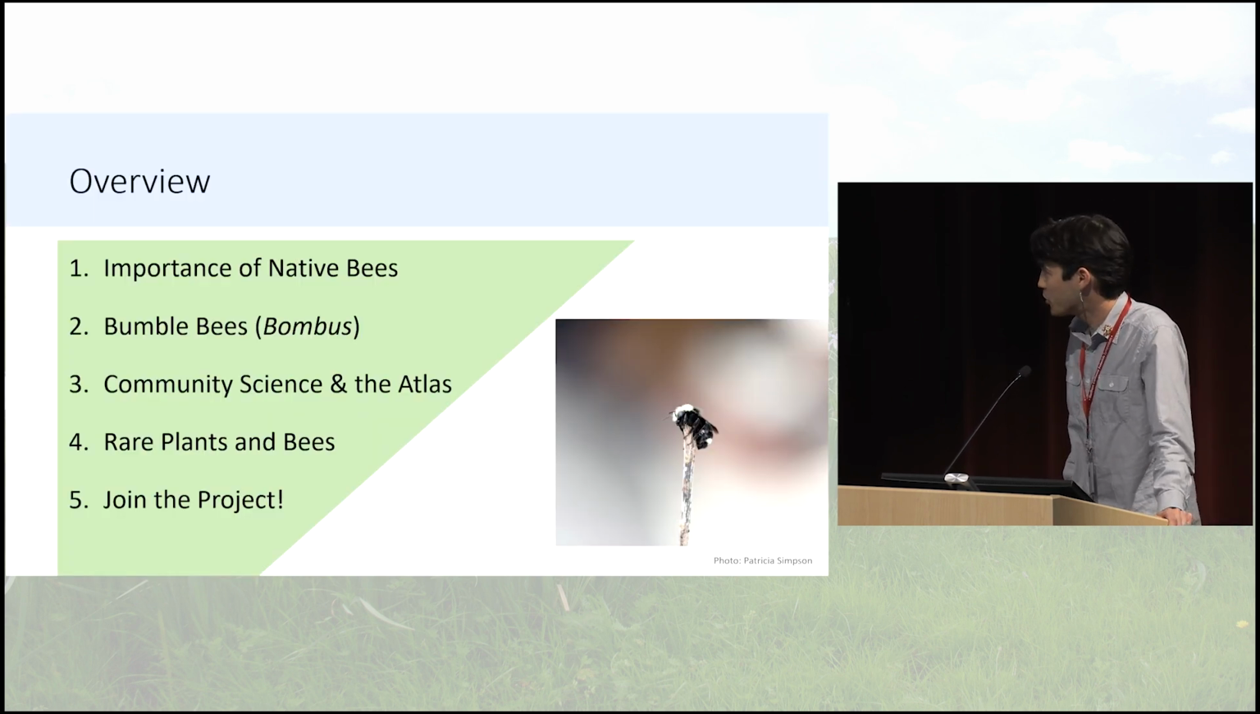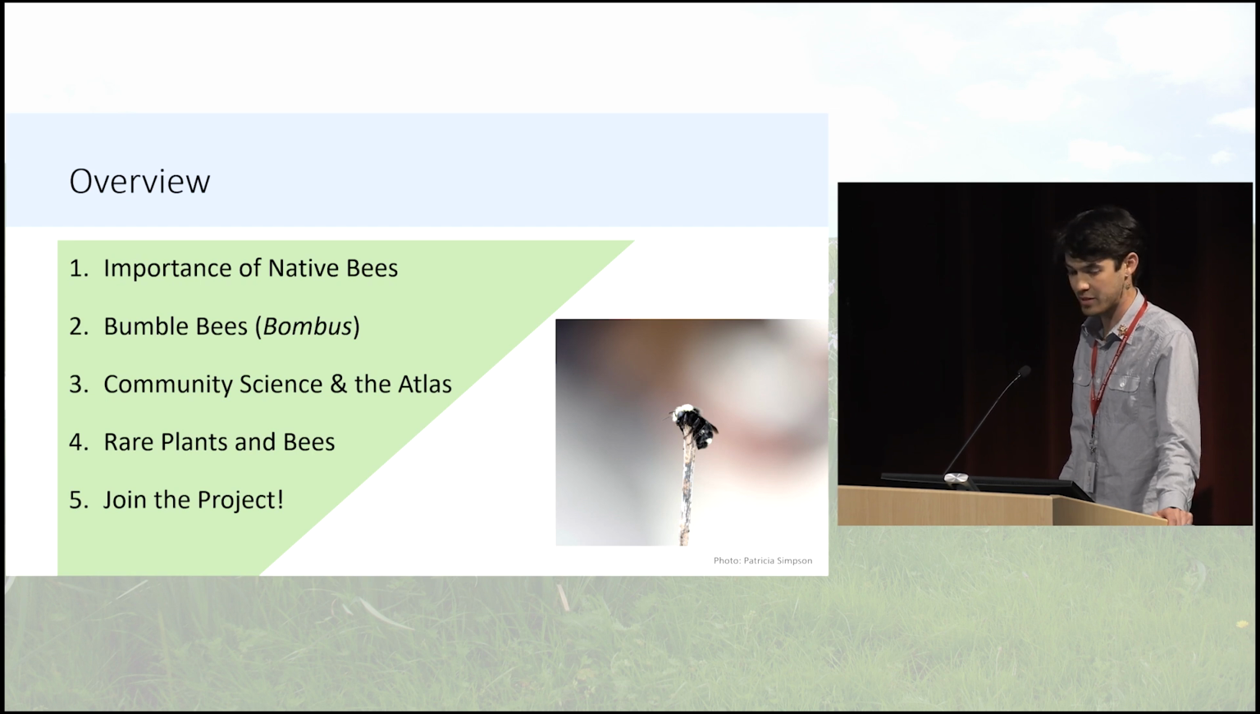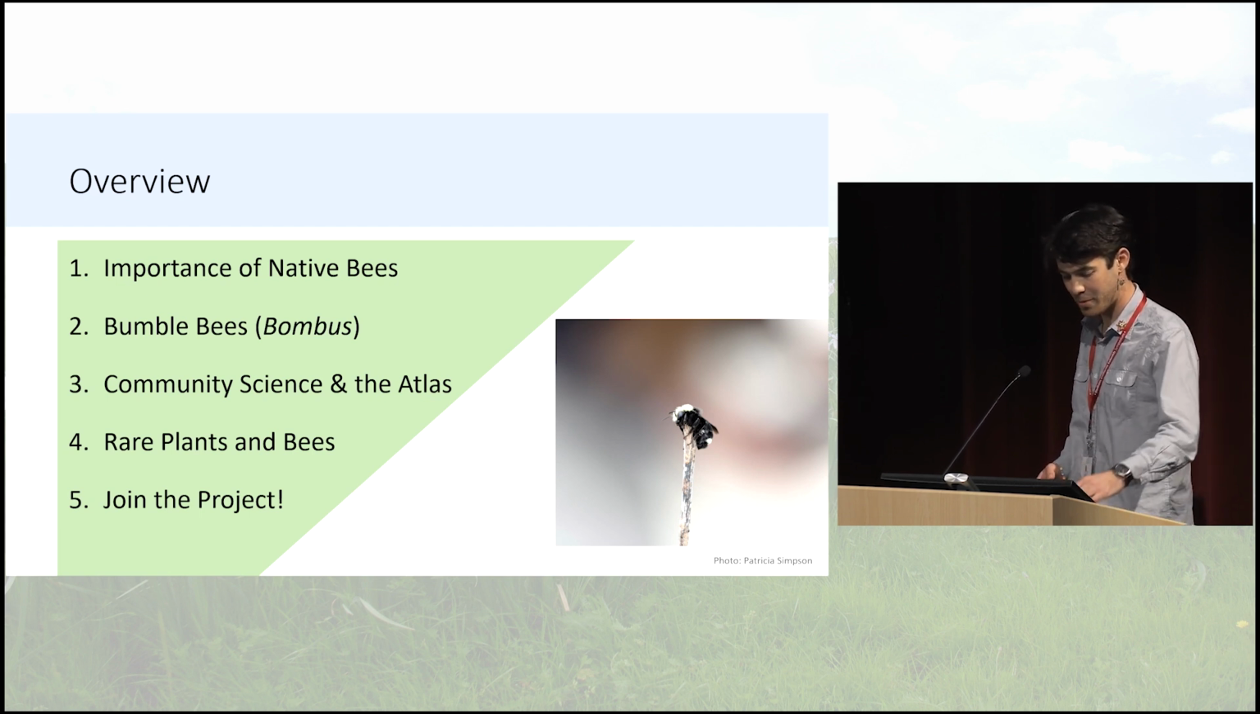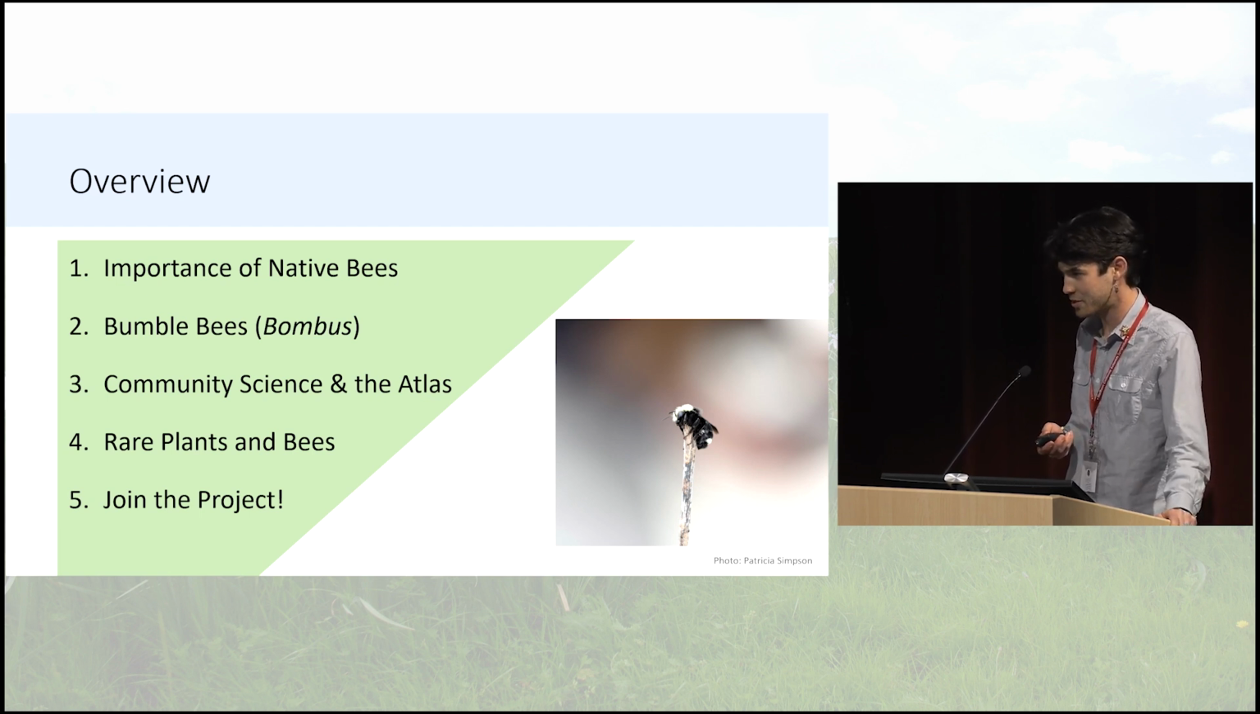So I'll start with a quick overview of the talk. I'll begin with the importance of native bees as pollinators, and then get into why bumblebees specifically are excellent pollinators. And then I'll talk about our main project, the California Bumblebee Atlas. I'll just be calling it the Atlas. I'll talk about a few of the cool rare plants and rare bees that we've documented so far, and then I'll do a quick plug at the end to join the Atlas if you can. And I'll try to be entertaining during this post-lunch sleepy hour.